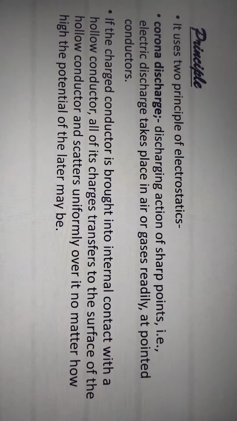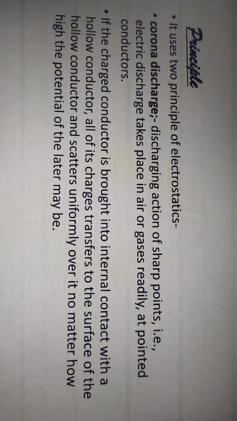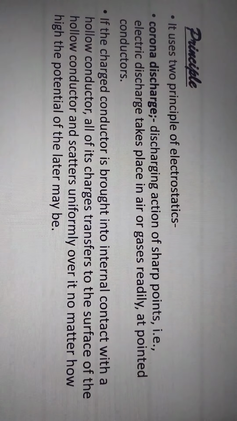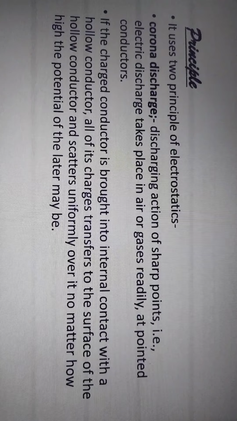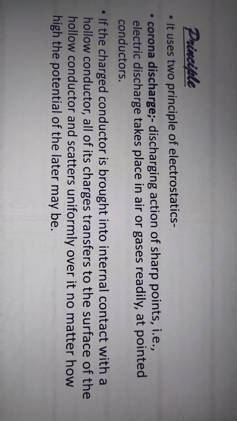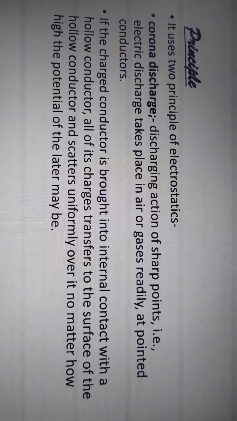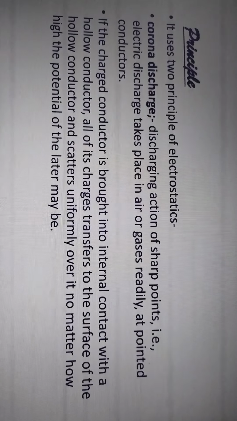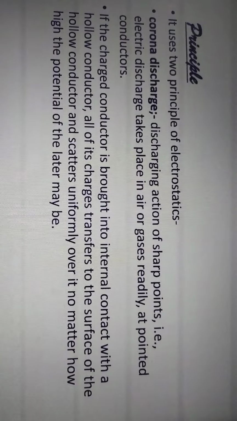Principle of Venn diagram generator. It uses two principles of electrostatics. First, corona discharge. Discharging action of sharp points, that is, electric discharge takes place in air or gases readily at pointed conductors. Second, if the charged conductor is brought into internal contact with the hollow conductor, all of its charges transfer to the surface of the hollow conductor and scatter uniformly over it, no matter how high the potential of the latter may be.